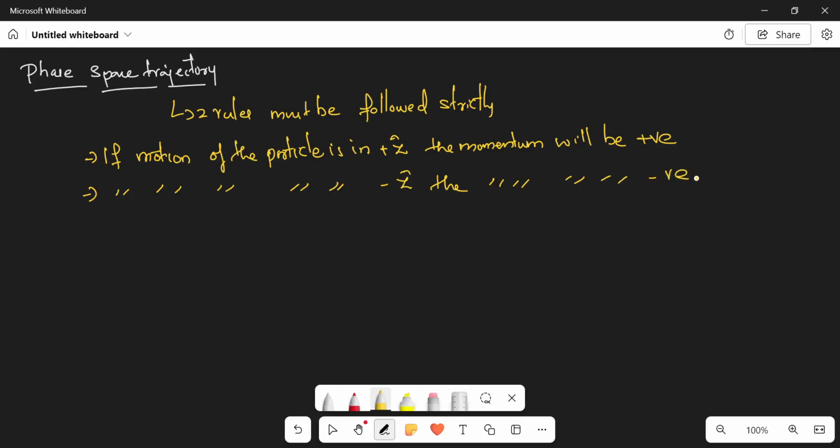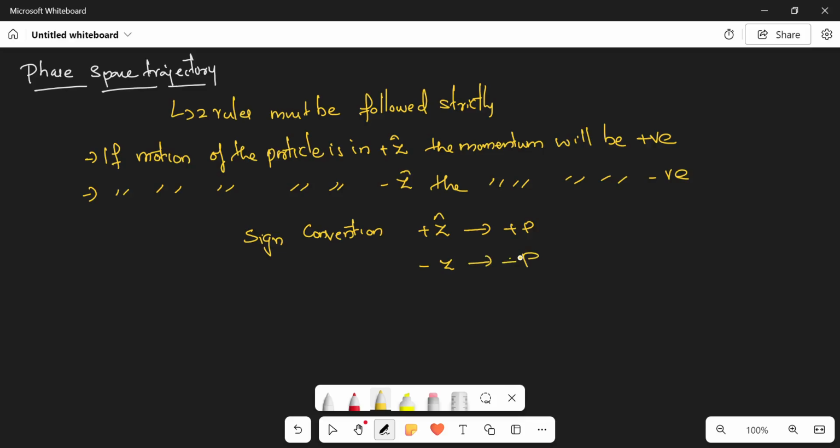Now, this is just a sign convention. If you remember how we took the sign convention for lenses and mirrors back in plus two, you'll definitely understand. This is just a sign convention, and I can't afford to change it. The sign convention is: plus z means momentum is positive, and minus z means momentum is taken to be negative.